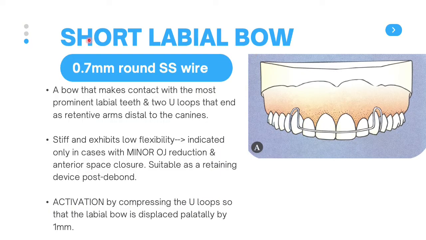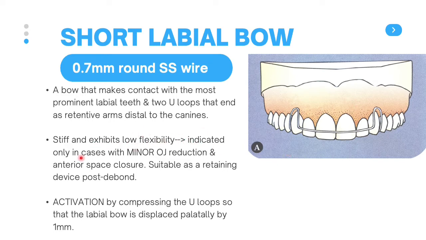Short labial bow is made from 0.7 mm round stainless steel wire. It is a bow that makes contact with the most prominent labial teeth and the two U-loops that end as a retentive arm distal to the canine, and then it will extend to the palatal and then attach to the acrylic base plate. This bow is stiff and exhibits low flexibility.